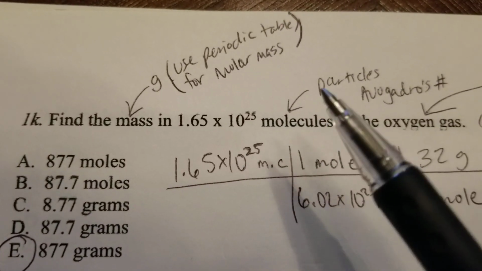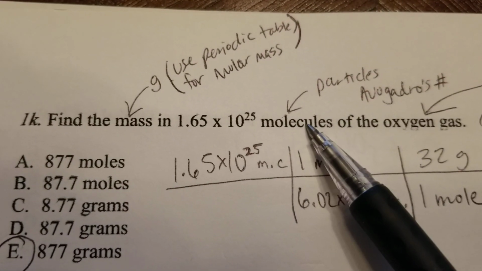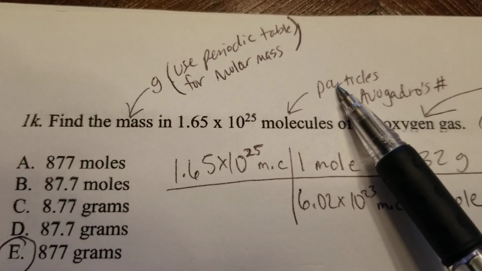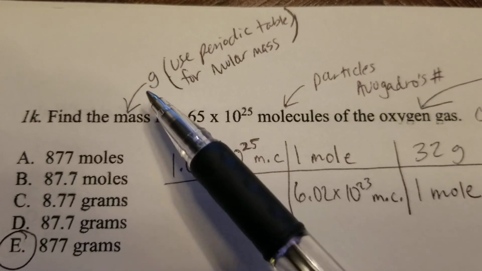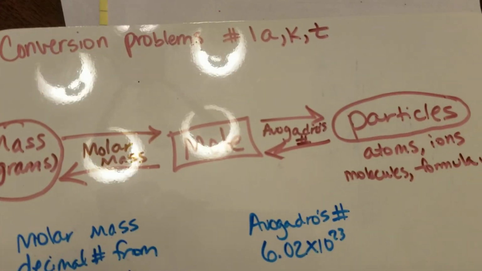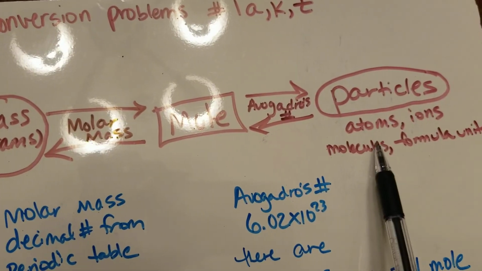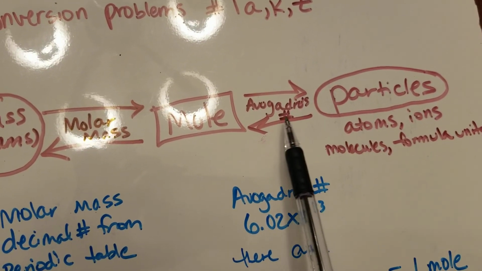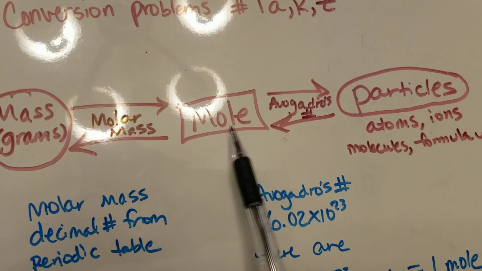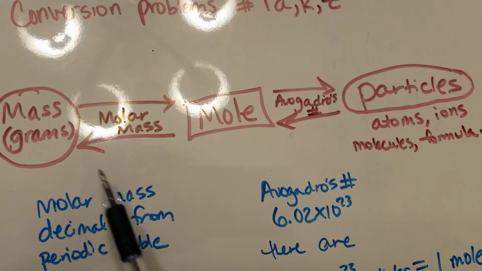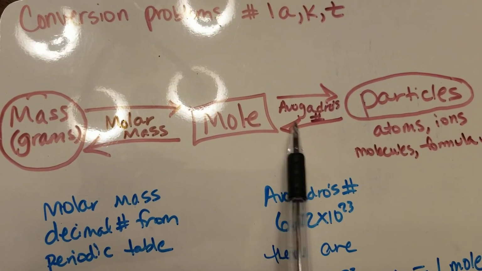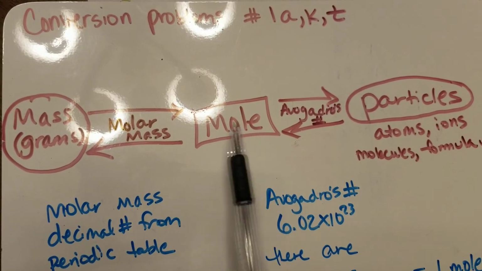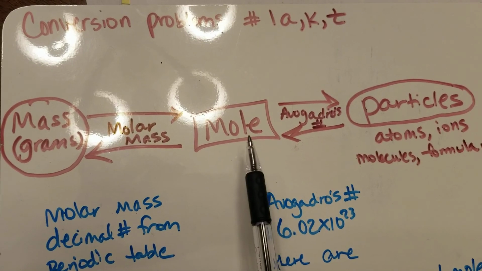So one more time, where are we starting? We're starting at molecules, a type of particle. And the question is asking for mass and the units are grams. So if I go back to my diagram, check this out. I'm starting way over here at molecules, and I need to go to moles, and then from moles, I need to go to grams. What that means is that it's going to take 2 conversions. I'm going to have to use Avogadro's number and the molar mass. I have to use both of them in the same problem.